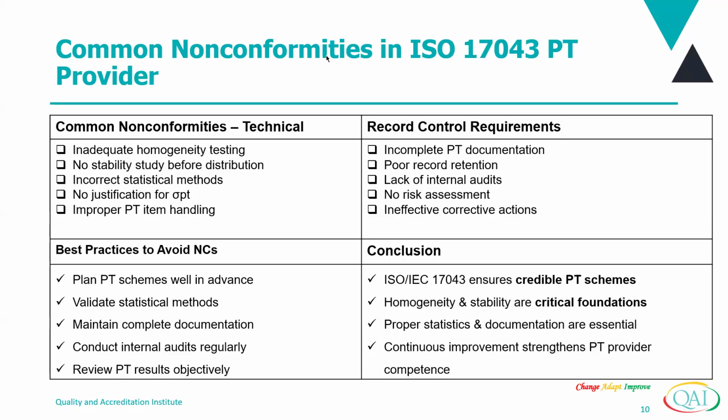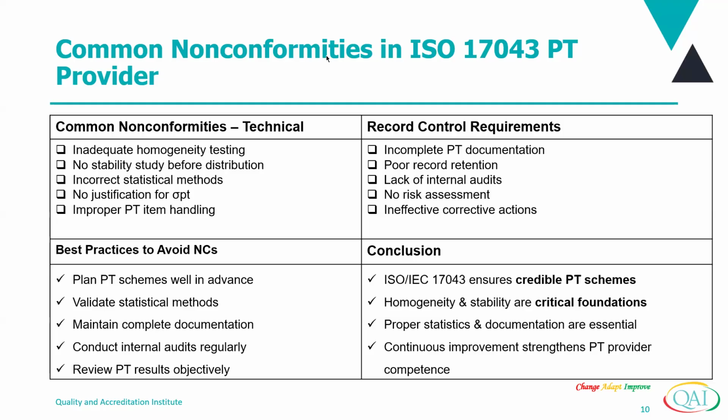Improper PT item handling. This is another critical thing: sampling, the cutting of the sample, and selection of that sample are also critical. So handling is important, especially when you are dealing with some of the chemical PT schemes where environmental conditions are important, and you need to follow some special procedures using gloves and masks and so many things. So you have to take care of this part.